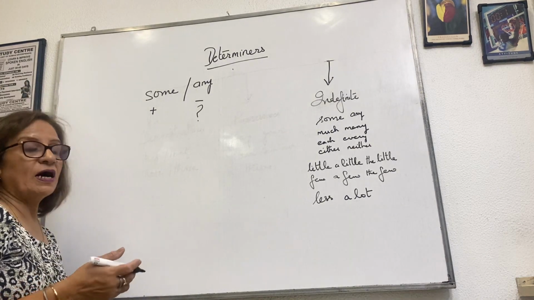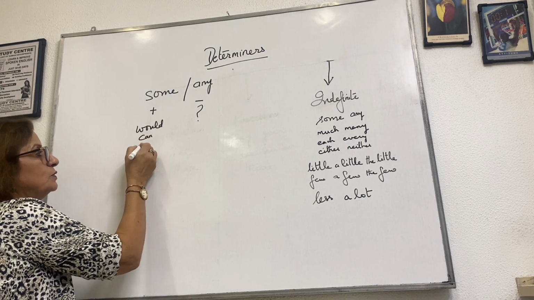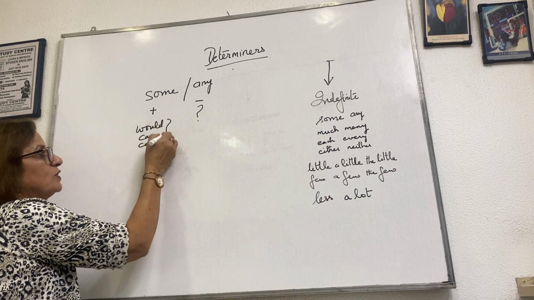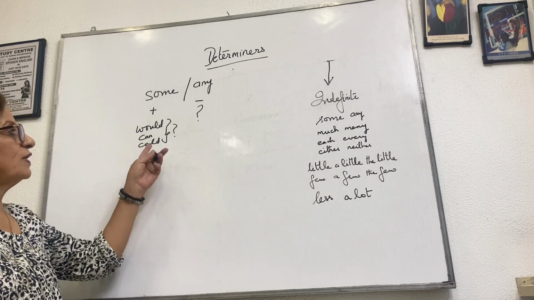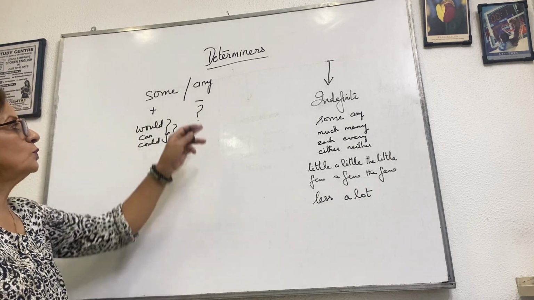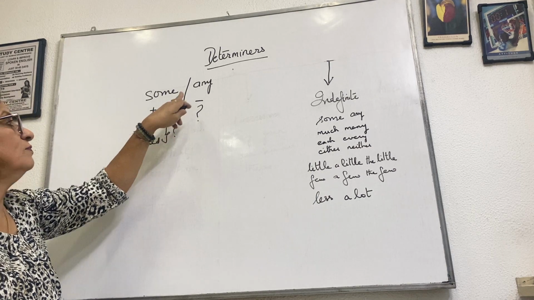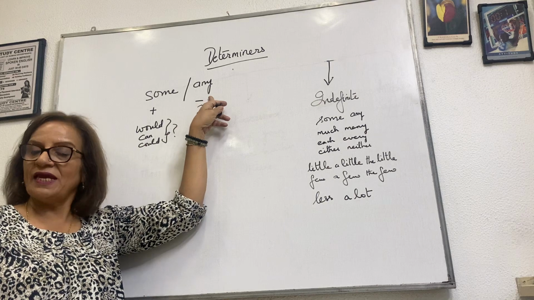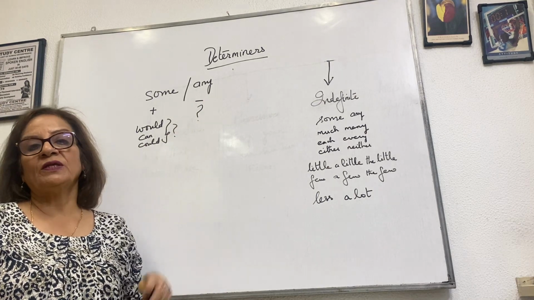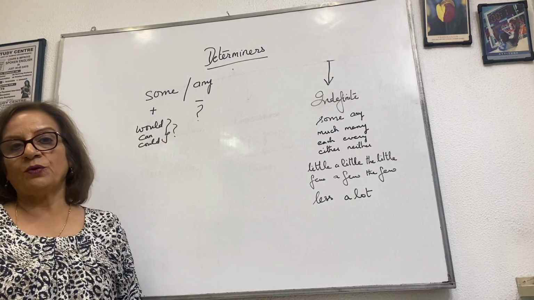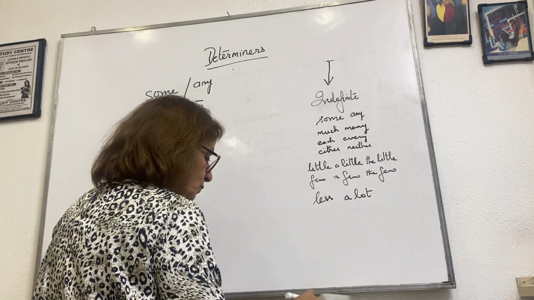If the question is asked with would, can, could, then if the question is asked with these words, we use some. So the rule is that some is used wherever the statement is positive. Wherever it is negative, any is used, or interrogative. But some is also used when the question is asked with would, can, or could. Now let's take an example.